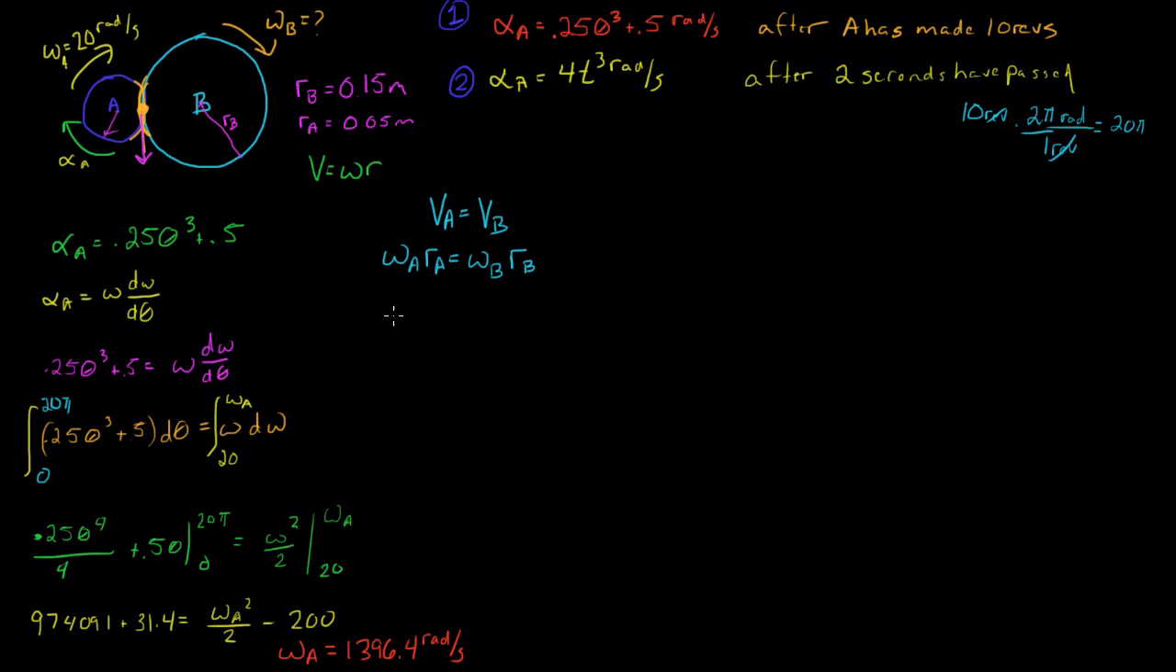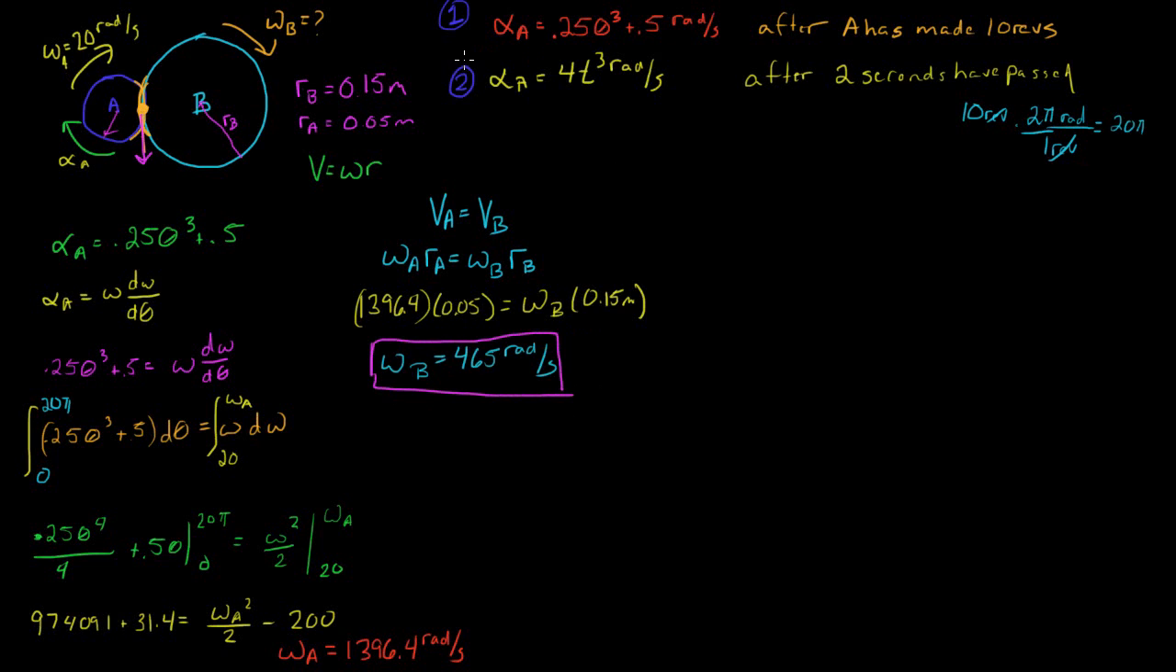Now, we plug in our information. We know the angular velocity of A, we just found it. It's 1,396.4. Our radius of A is 0.05 meters. And this is equal to omega B, which is what we're looking for, times our radius of B, which is 0.15 meters. We can solve this, and the angular velocity of B is going to be equal to 465 radians per second. So this is the answer to the first part of the problem.